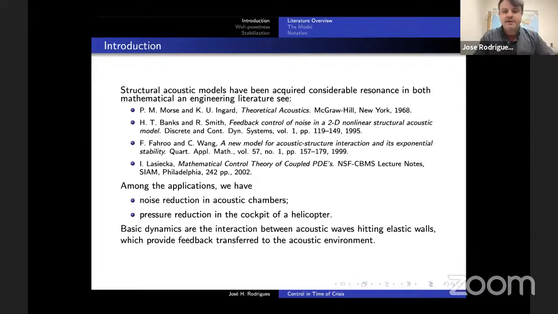So basically, the dynamics works as follows. We have this chamber or environment in which acoustic waves are traveling. These acoustic waves interact with a border of this acoustic environment. The border has two types of borders, one of them supposed to be elastic, and therefore these acoustic waves will interact with these elastic walls, which will provide a feedback to the environment. So that's the basic dynamics regarding the model.